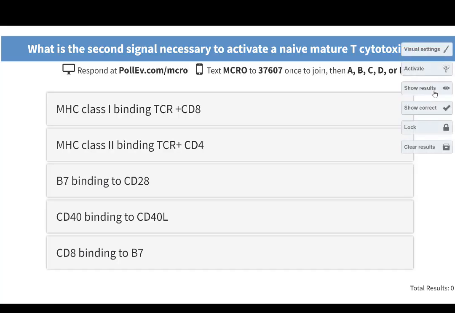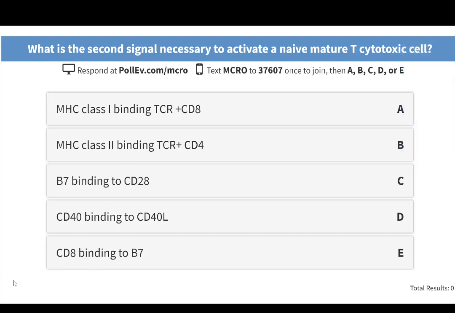So when we talk about this, what is the second signal necessary to activate a mature, naive T cytotoxic cell? You have a minute. Go.